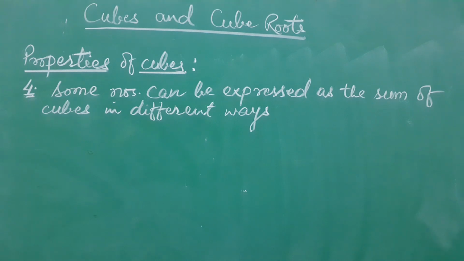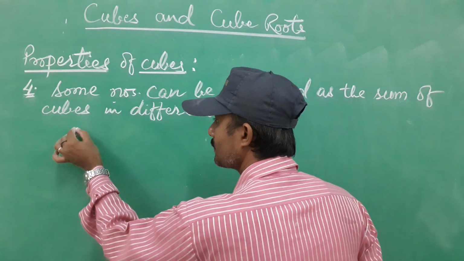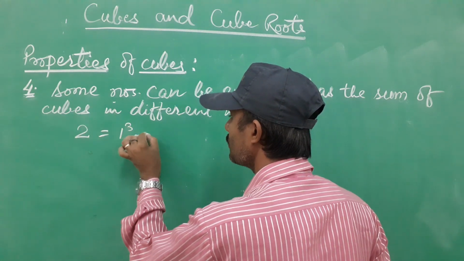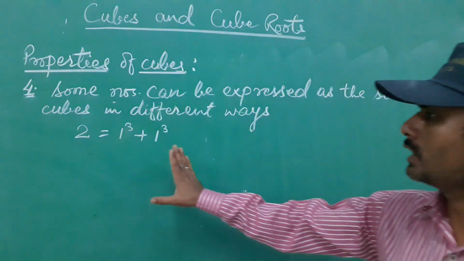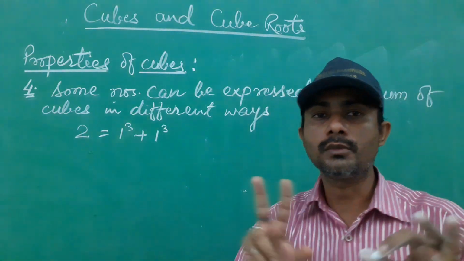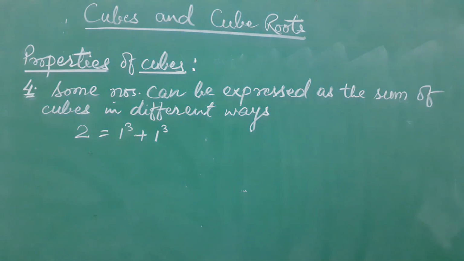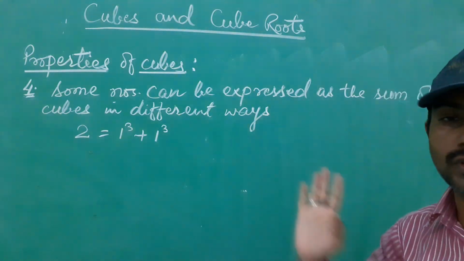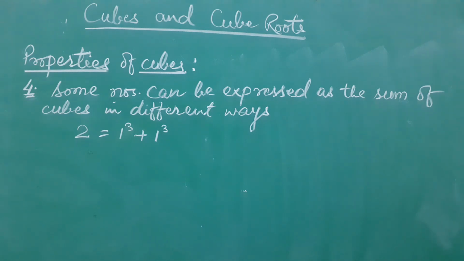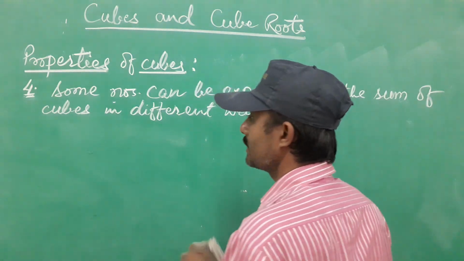Now the next property, some numbers can be expressed as the sum of cubes in different ways. Like, simply I am writing for the number 2, 1 cube plus 1 cube. We have only one way to represent 2 in the form of the sum of 2 cubes, 1 cube plus 1 cube. For any number, if we have many ways to represent it as the sum of cubes, then that is a special property of the number. Here we have one example, and that number is this. For this we will discuss later.